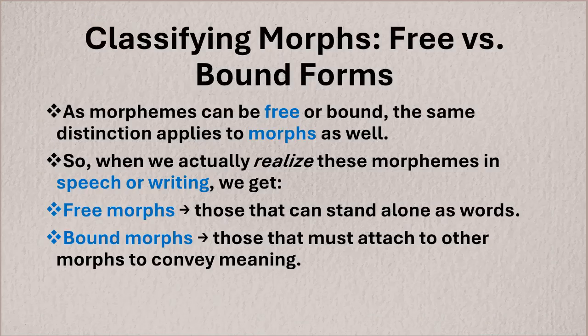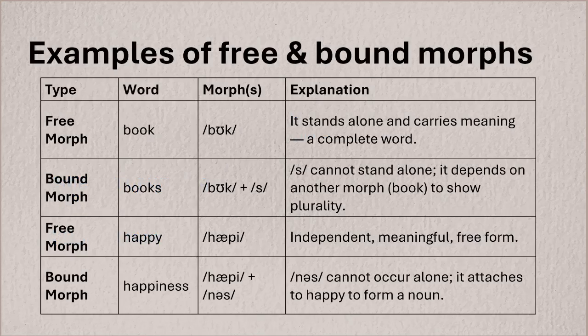Now that we know what a morph is, let's see how we can classify it. Just like morphemes, morphs can also be free or bound. When we realize morphemes in actual speech or writing, they appear in these two forms. Free morphs are those that can stand alone as words, for example, book or run. Whereas bound morphs, on the other hand, cannot stand alone. They need to attach to another morph to make sense, like s in cats or ed in played. So, in simple terms, free morphs carry meaning independently, while bound morphs depend on others to express meaning. Let's look at a few examples to make the difference between free and bound morphs clearer.